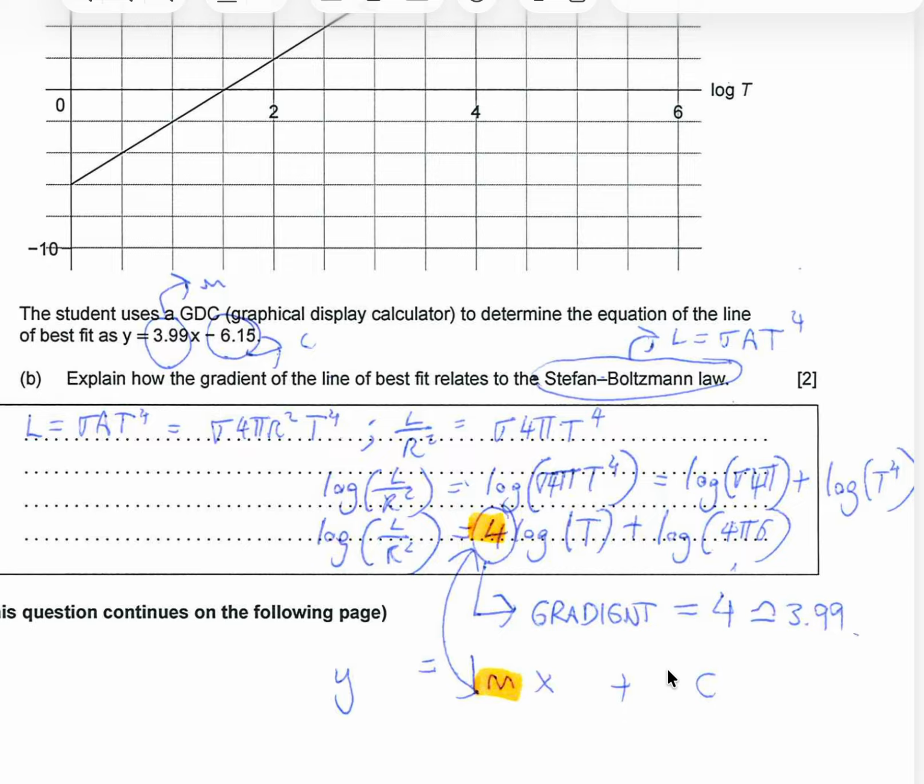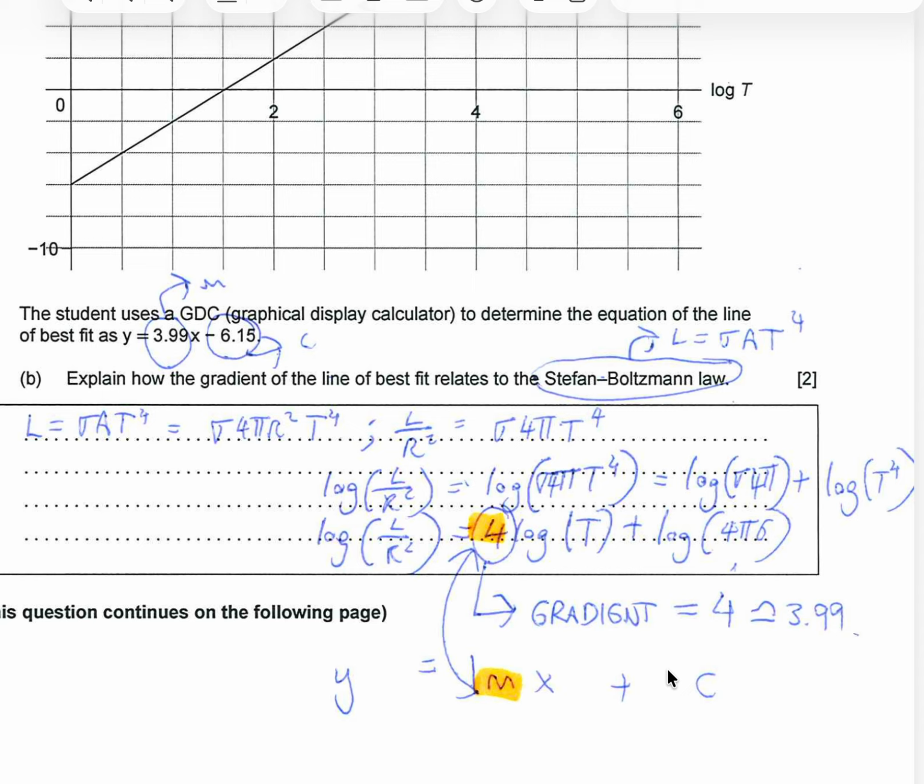So let's imagine it was a law you didn't know, and your gradient was 3. Then that would suggest that we go with t to the 3. If it was a 2, then that would suggest that it goes with t to the 2. If it was a 0.5, it would suggest that it's a square root dependence. So this analysis using logs is actually very, very powerful.